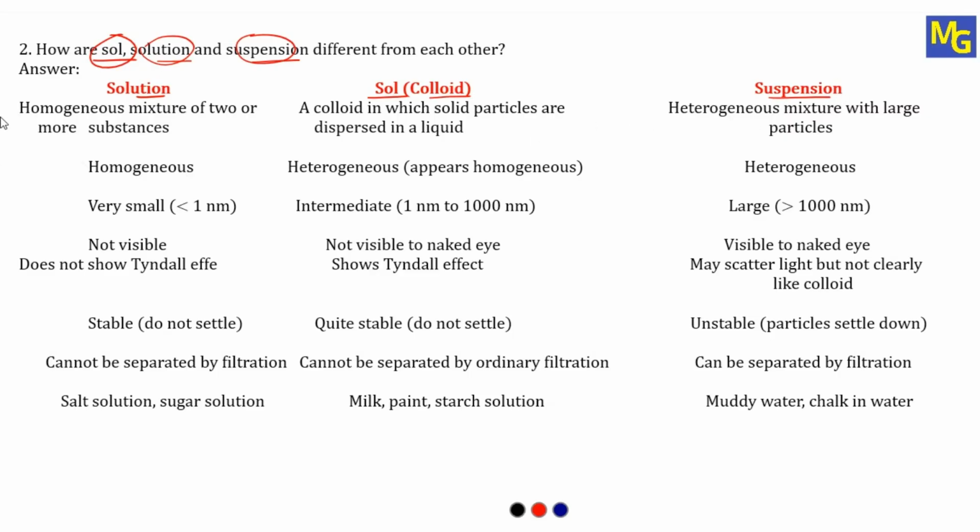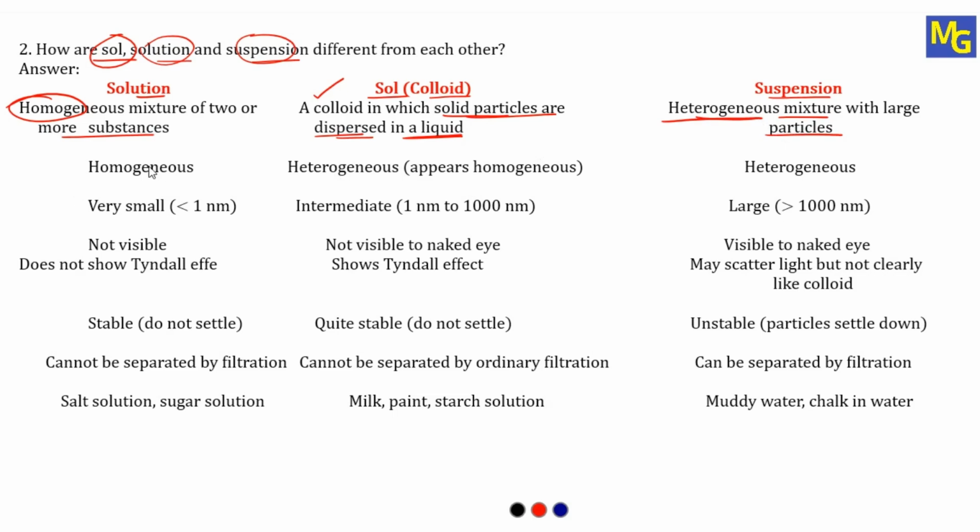Now see here, first difference: homogeneous mixture of two or more substances. What is a solution? It is a homogeneous mixture of two or more substances. What is a colloid? A mixture in which solid particles are dispersed in a liquid. These are all definitions. And what is a suspension? A heterogeneous mixture with large particles. So remember, the first one is homogeneous, that is solution. The second one, colloid, is a mixture where solid particles are dispersed, but still it is homogeneous. But suspension is a heterogeneous mixture.